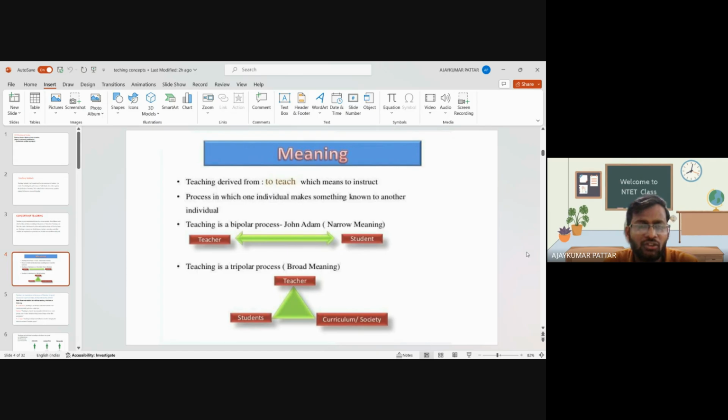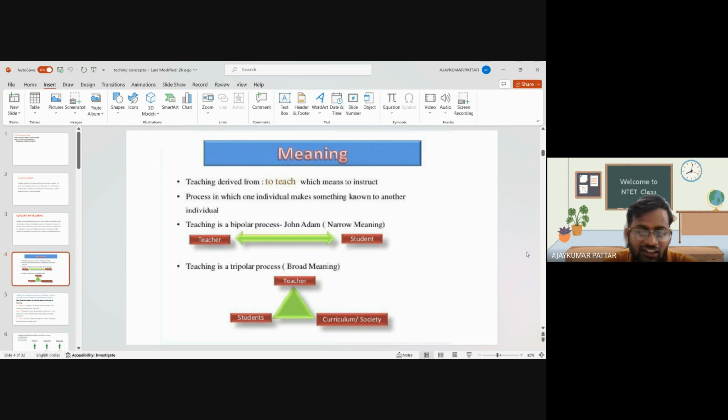Initially it was told that it is a bipolar process by John Adam, teacher and students are there. After that, the tripolar concept comes: teacher, students, and curriculum should be there. But nowadays, they think that not only teacher, student, curriculum is important, the learning teaching environment is also important in the teaching process. Without a proper learning teaching environment, learning will not happen.